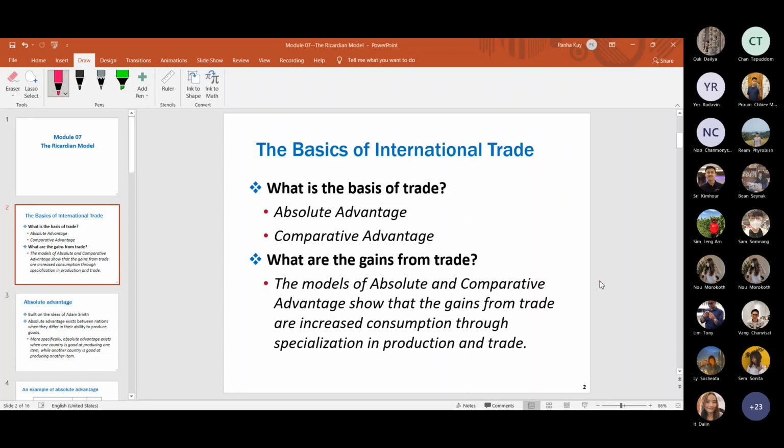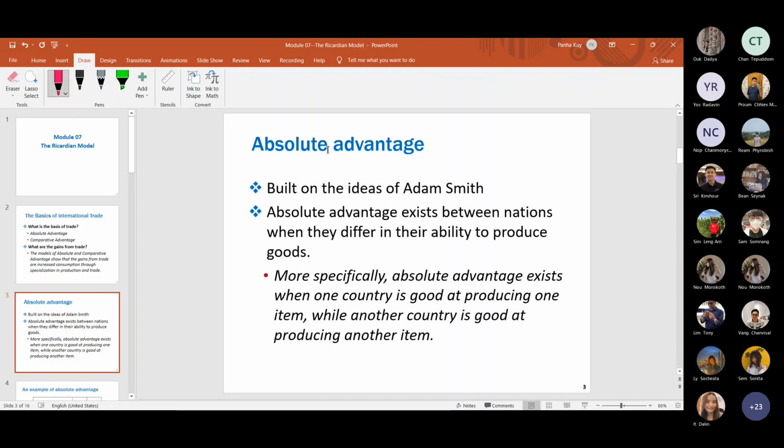Okay, so these are the gains from trade. Like I discussed to you, absolute and comparative advantage. So the gains from trade increase your consumption through specialization in the production and trade. So what does absolute advantage mean? I already discussed some of it to you.